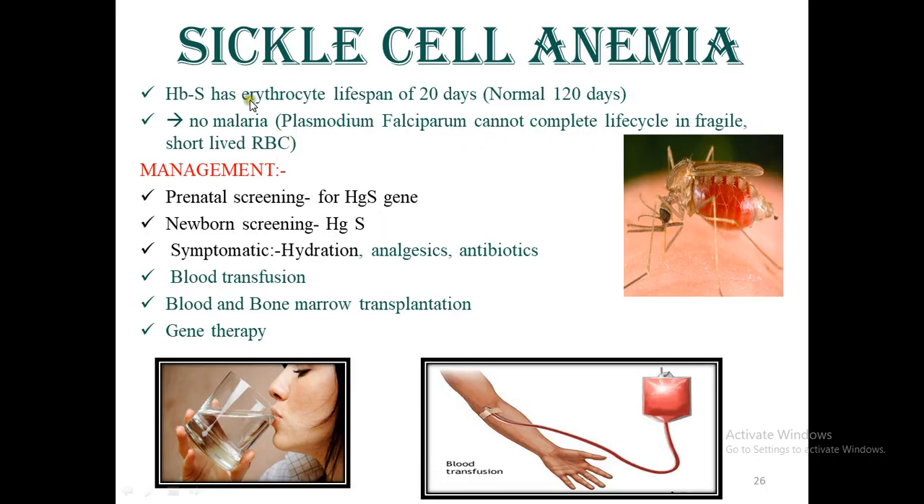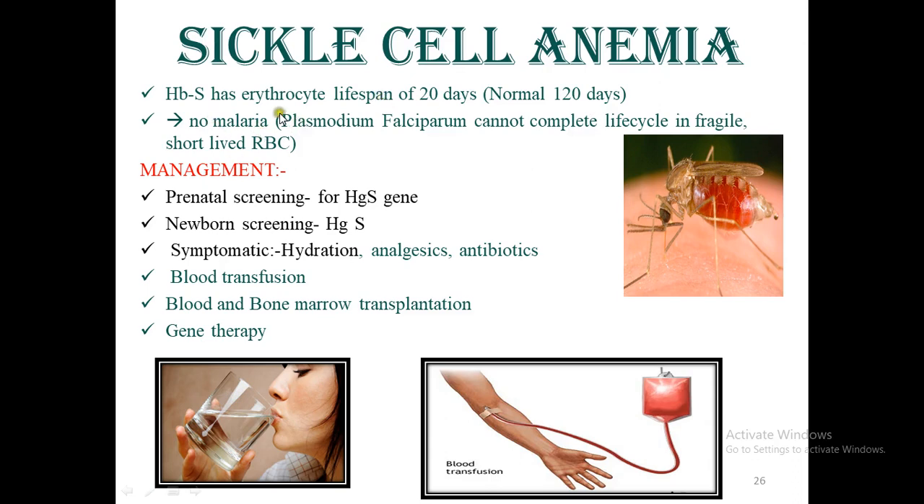So in sickle cell anemia, we find that hemoglobin S has an erythrocyte lifespan of only 20 days. Normal is 120 days. In this case, the RBCs survive only 20 days because of their odd, sickle shape. They go into these reticuloendothelial cells, splenic sinusoids, etc., and they rupture easily, giving rise to hemolysis and to a low lifespan of RBCs.